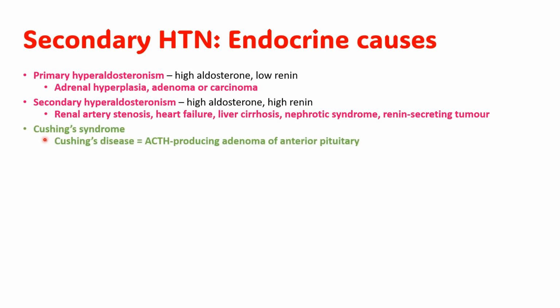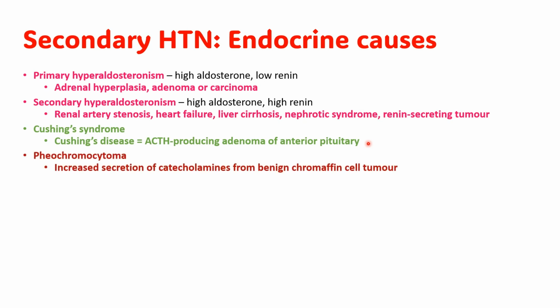And then we've also got Cushing's syndrome. When you're talking about the syndrome, you're talking about the symptoms related to the elevated levels of cortisol. Cushing's disease is an ACTH producing adenoma of the corticotroph cells of the anterior pituitary. Pheochromocytoma is where you have increased secretion of catecholamines from a benign chromaffin cell tumor. The chromaffin cells are located within the adrenal medulla.